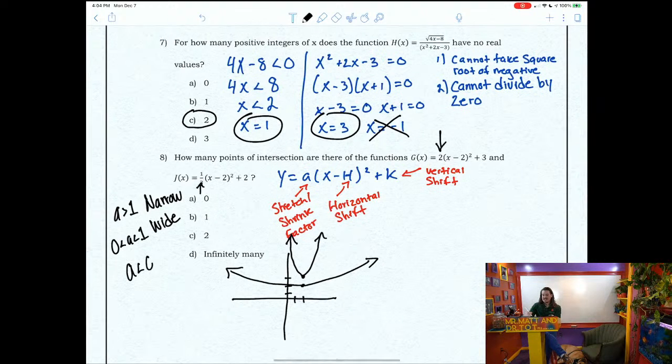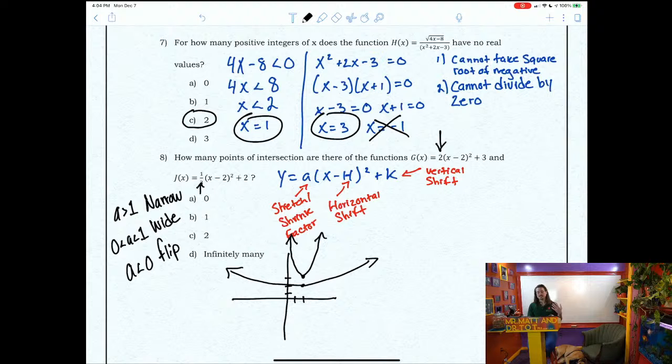When a is negative, all the same proportionalities still apply. If it's in between 0 and 1, it's going to be relatively wide. If it's in between 0 and -1, it's going to be relatively wide. If it's less than -1, it's going to be relatively narrow, but they're all flipped around the x-axis, facing downward because the leading coefficient is negative.